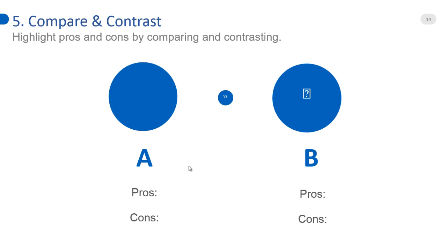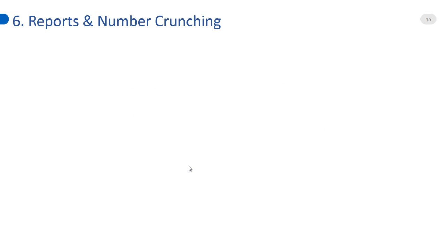They're either on side A or side B. So you can compare the contrast. This is really good for controversy, getting viral marketing, viral shares to your infographic. Number 6 is reports and number crunching.